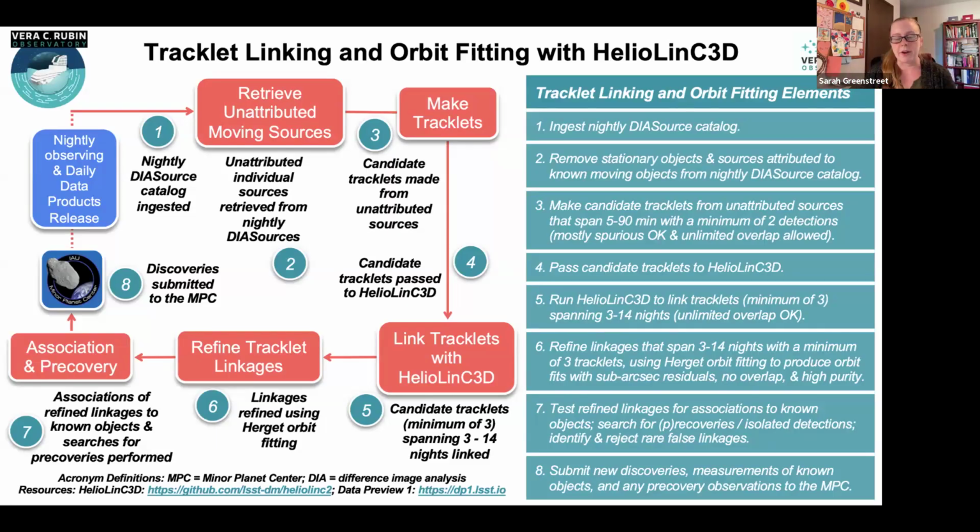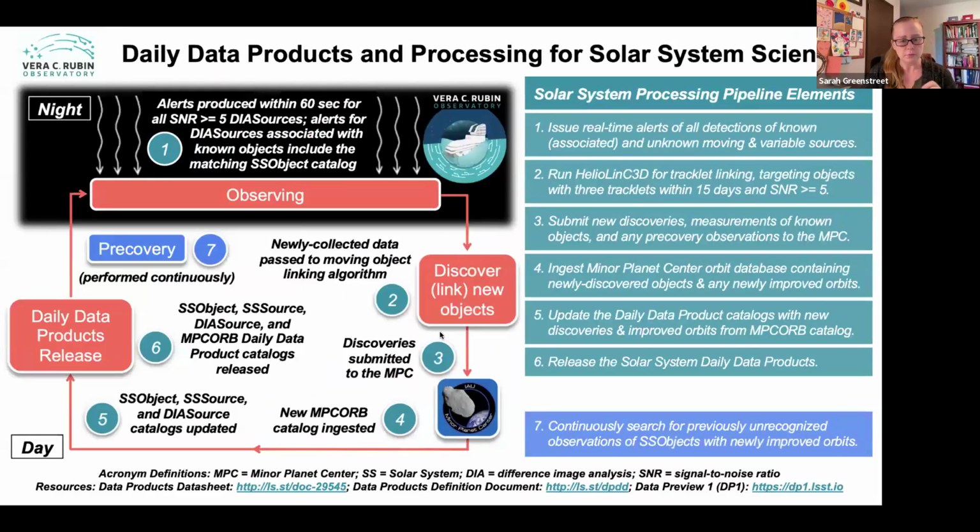So this is a very, very quick overview of how this process works. Again, there's more information in the documentation if you go to dp1.lsst.io. So that's all just for step 2 here of how we actually discover and link new objects. Those discoveries and associations to known objects are passed to the Minor Planet Center. The Minor Planet Center then does all of its processing of everything that was submitted. It then produces its MPC orb catalog of all of the orbital information for those objects.